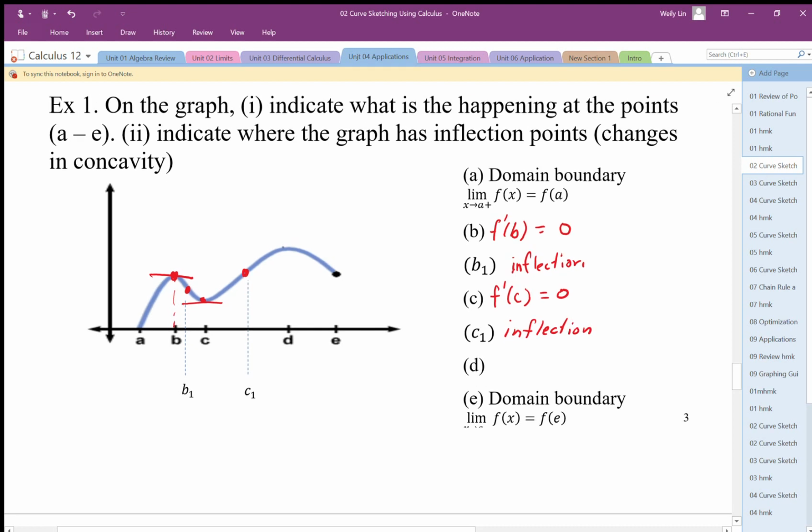D represents, again, a max. So f prime at D must be equal to 0. And then the last part here is kind of cut off, but as x goes to E from the positive side, it's going to be equal to f of E. So that's going to be our domain boundary, and we can indicate it that way.